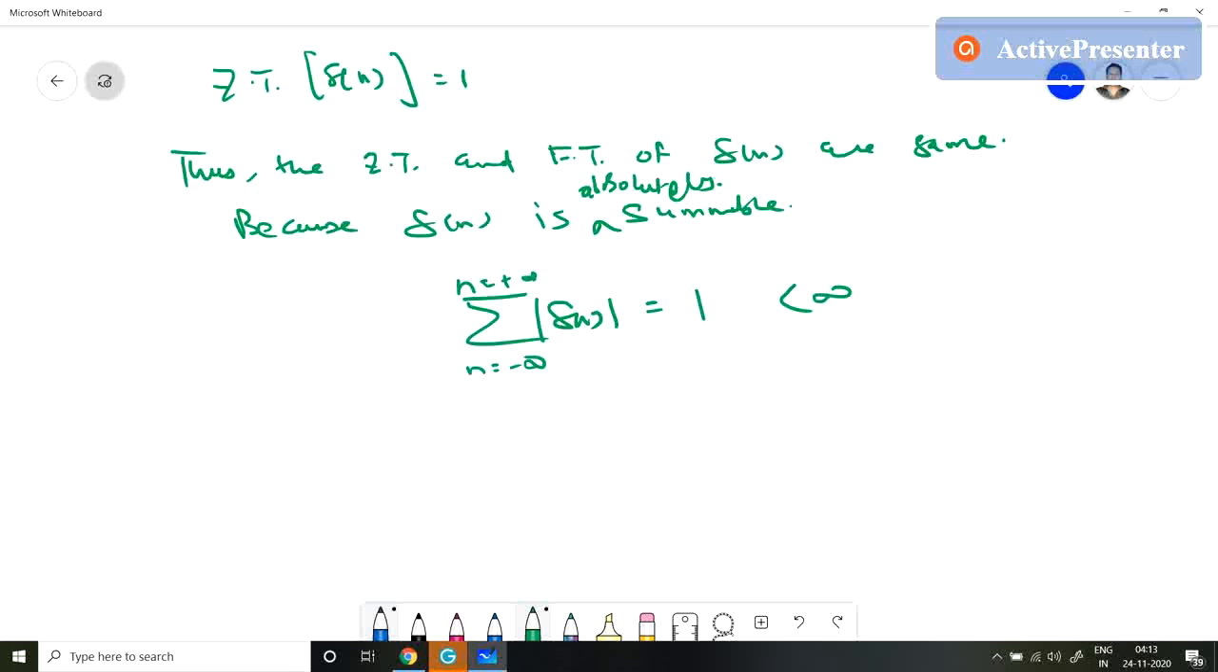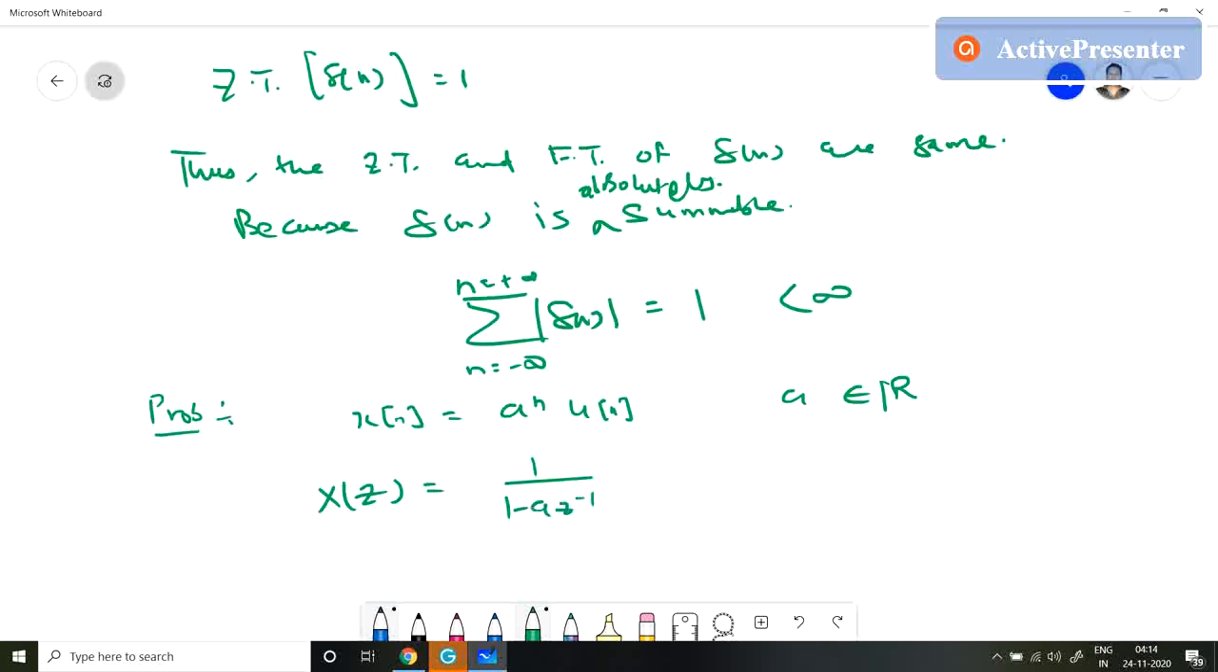Let us consider another problem. Consider a causal sequence x[n] equal to a^n u[n], where a is a real quantity. Let us find the Fourier transform. Before that, let us find the Z transform, and if the sequence is absolutely summable, then the Fourier transform is also possible. The Z transform is 1 divided by 1 minus a z inverse, and the ROC is modulus of z greater than a because it is a causal sequence.